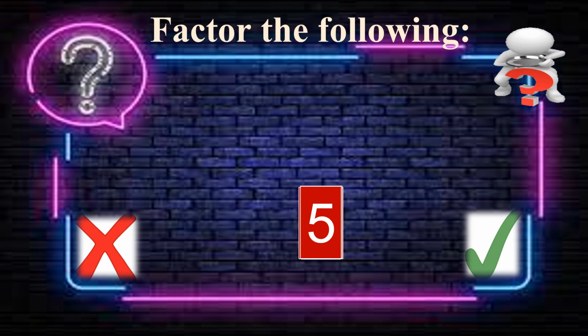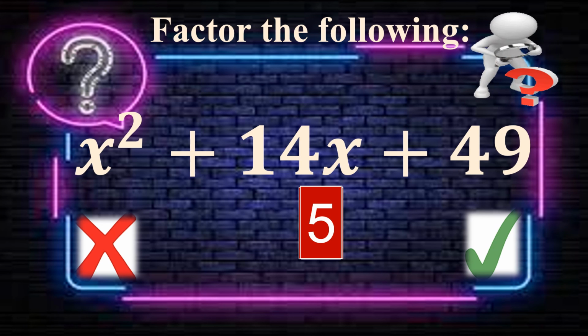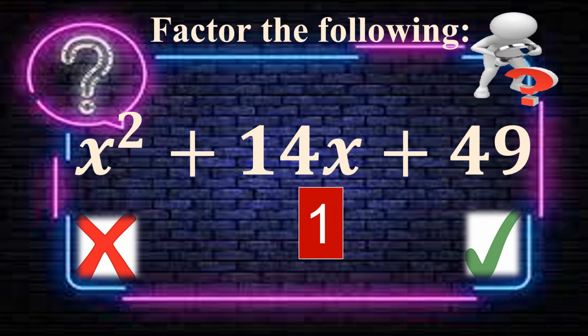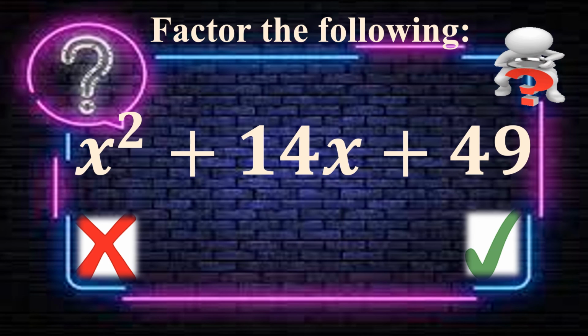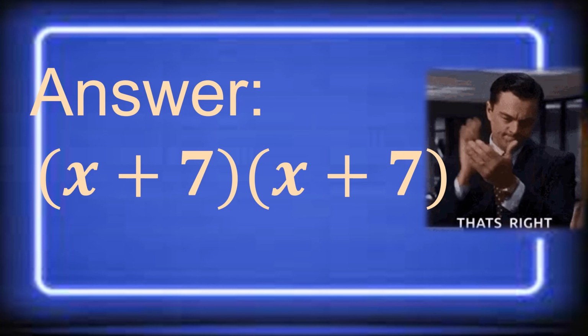Now let us have the other one. Factor the following: x squared plus 14x plus 49. That's right. The answer is x plus 7 times x plus 7.